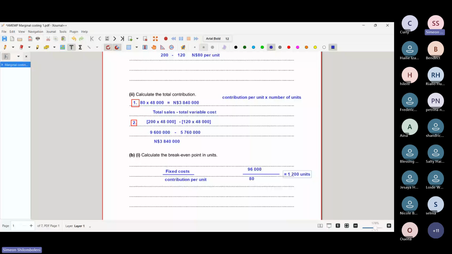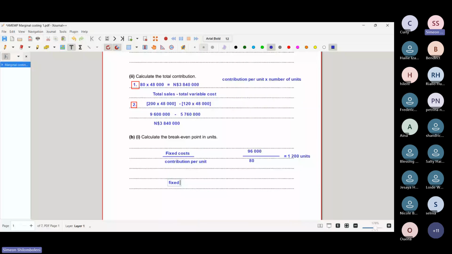Is it not 1,200 on the dot? Okay. If you don't write the word units here, unfortunately, you will get it wrong. There must be the word units. This is if you are doing it directly. But if you want to stick to the basics, you are going to say fixed cost divided by selling price minus variable cost. So you are going to do it that way.